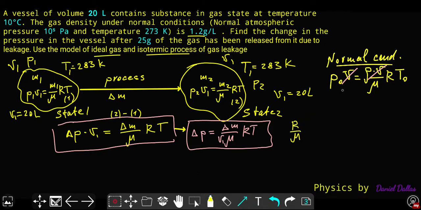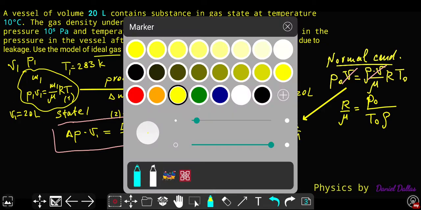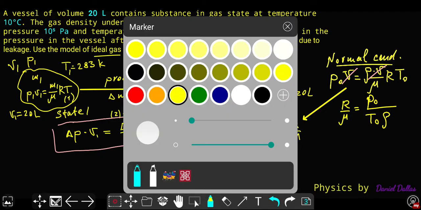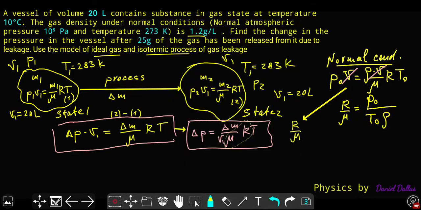So from there, we can define R over molar mass. So let's have a look. R over molar mass is simply P0 over T0 and over density. All right, so we simply express that, and right now we can plug it in instead of this part. So I'm going to put instead of R over molar mass, and right now I'm going to do that.